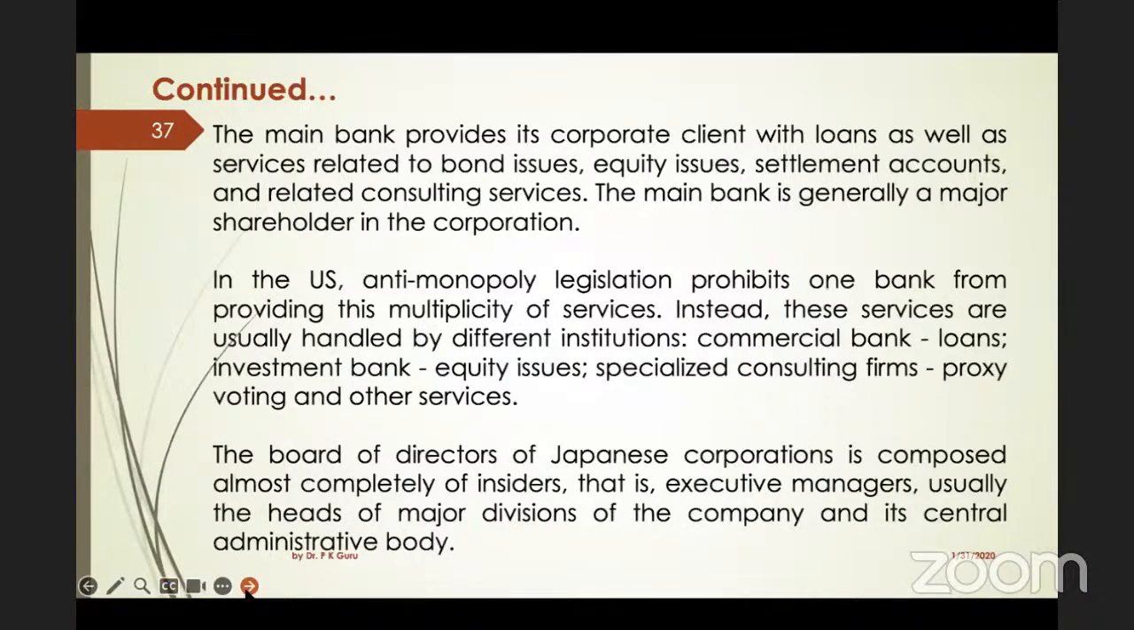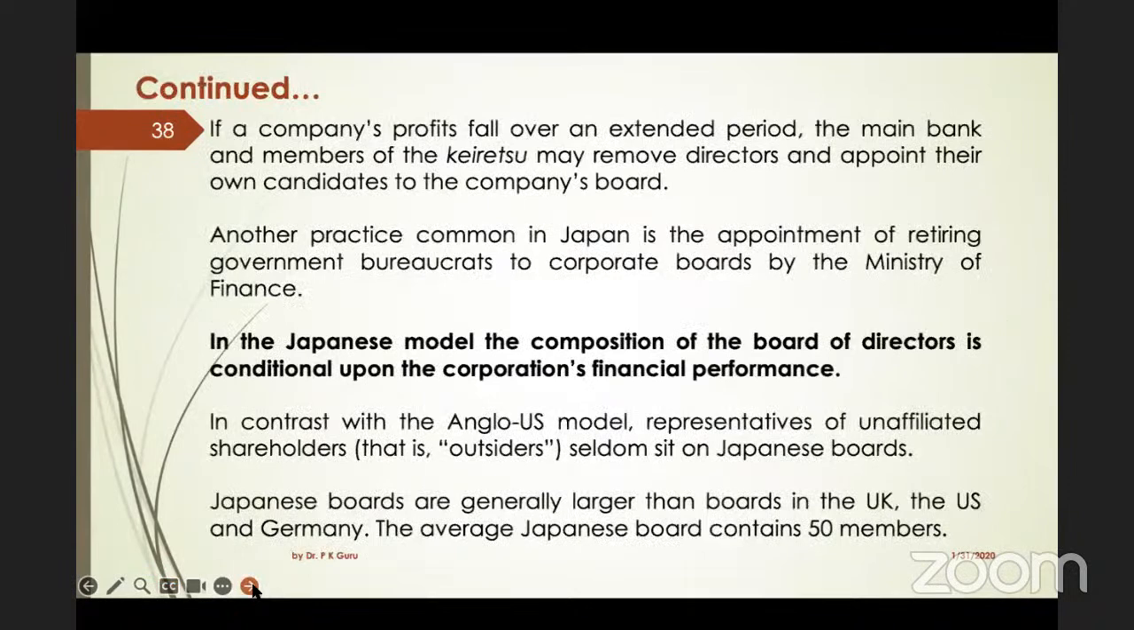The board of directors of Japanese corporations is composed almost completely of insiders. There is no executive and independent director type of thing. That is, executive managers, usually the heads of major divisions of the company and its central administrative body. The number of directors is also quite big in Japan. If a company's profits fall over an extended period, the main bank and members of the keiretsu may remove directors and appoint their own candidates to the company's board. Another practice common to Japan is the appointment of retiring government bureaucrats to corporate boards by the Ministry of Finance.